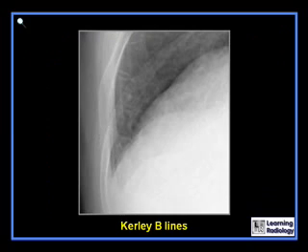These are curly B lines. You see they are short white lines. They are perpendicular to the lateral chest wall, the pleural surface, and they are at the lung base.